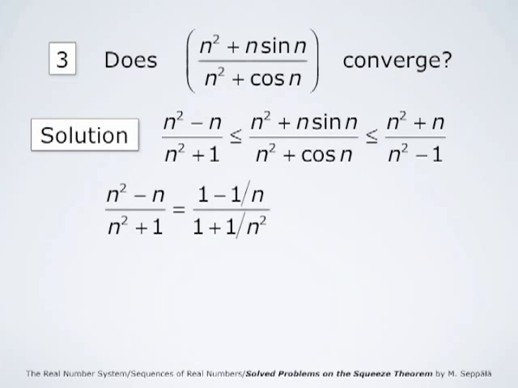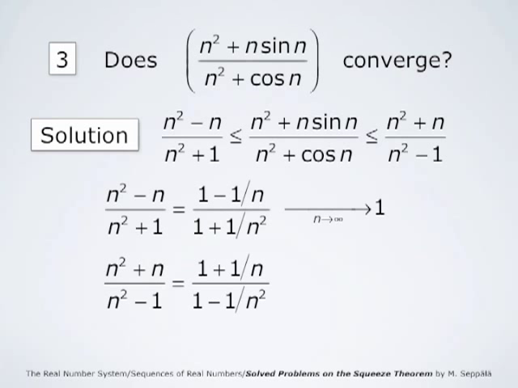And the lower estimate (n squared minus n) divided by (n squared plus 1) can be also written as (1 minus 1 divided by n), and that divided by (1 plus 1 over n squared). This we have obtained by dividing by n squared. And therefore, this quantity approaches 1, because 1 over n and 1 over n squared both approach 0, as n goes to infinity.